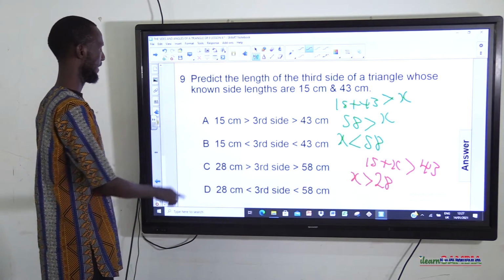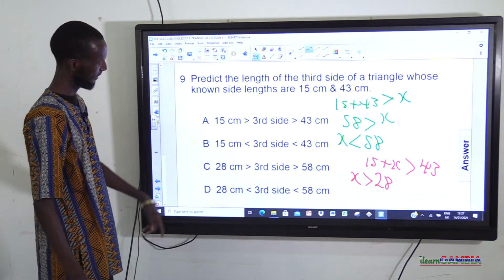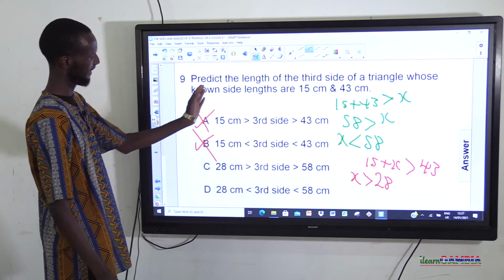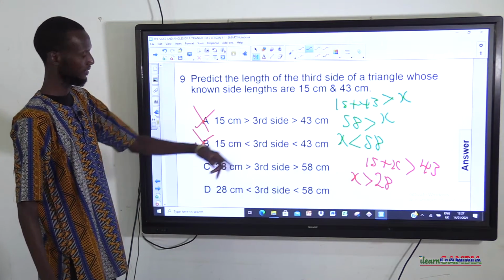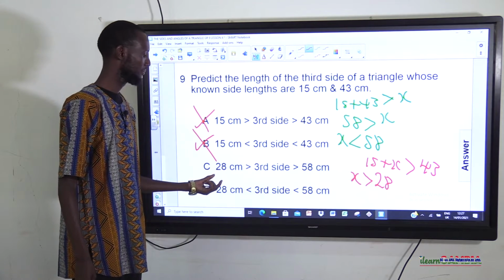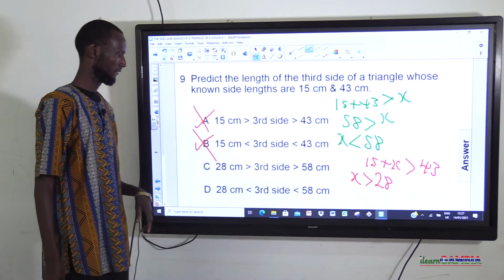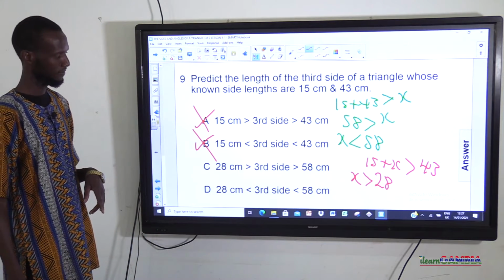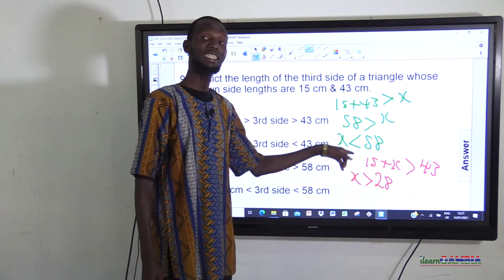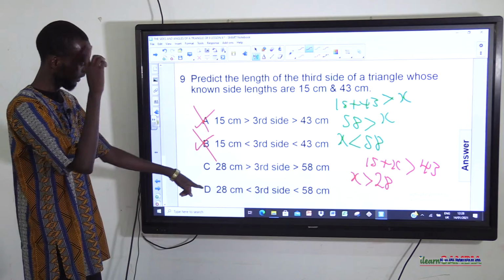That takes out A and B. All right? So we are left with C and D. You can just cross this out because nothing mentions 15 and 43 in our answers. Now, C says 28 centimeters has to be greater than our side. Was that what we got? No. What we actually got was the third side has to be greater than 28, not less. So that's out. How about the D then?